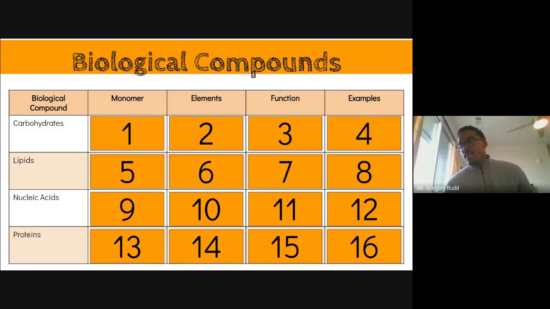All right. So can someone give me this first box? What's the monomer of a carbohydrate? What is the monomer of a carbohydrate? Otherwise known as the subunit or the building block of a carbohydrate. Thank you, Alyssa. Yeah, glucose. Glucose is the monomer of carbohydrates.